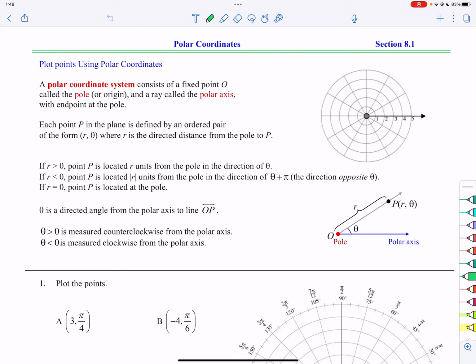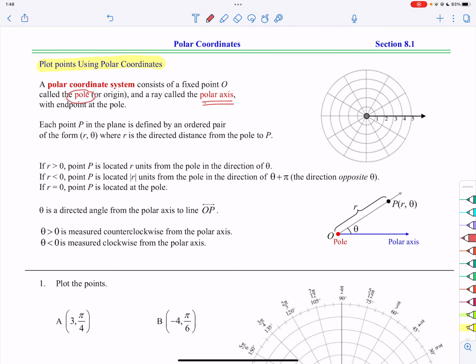This is section 8.1, polar coordinates. And we're going to begin with plotting points using polar coordinates. Now, a polar coordinate system consists of a fixed point O called the pole or the origin, and a ray called the polar axis with an endpoint at the pole.